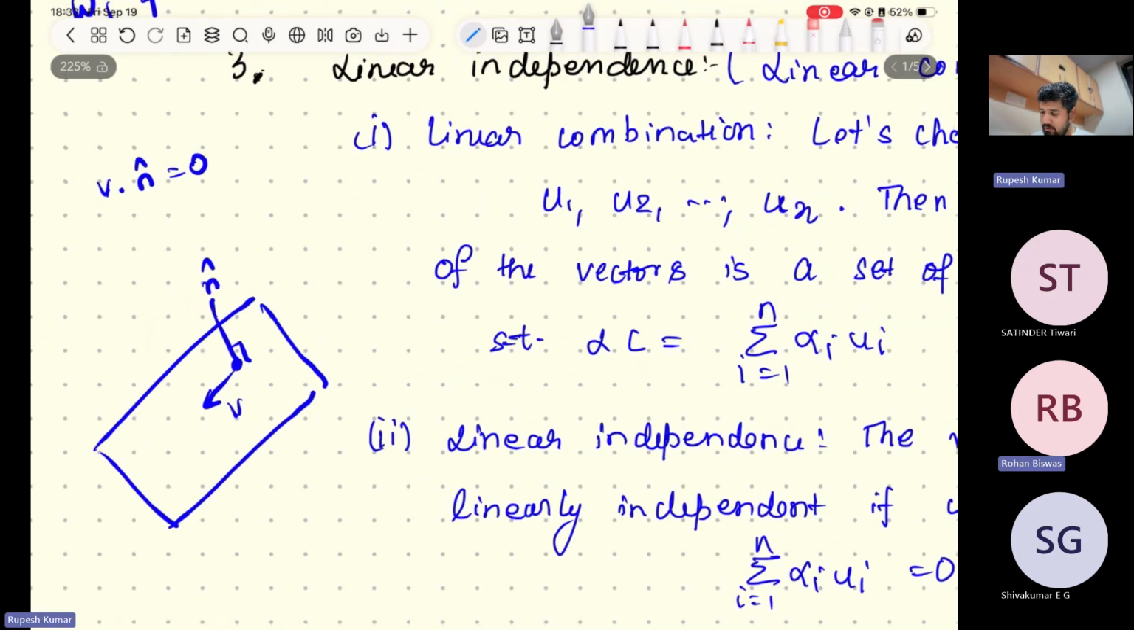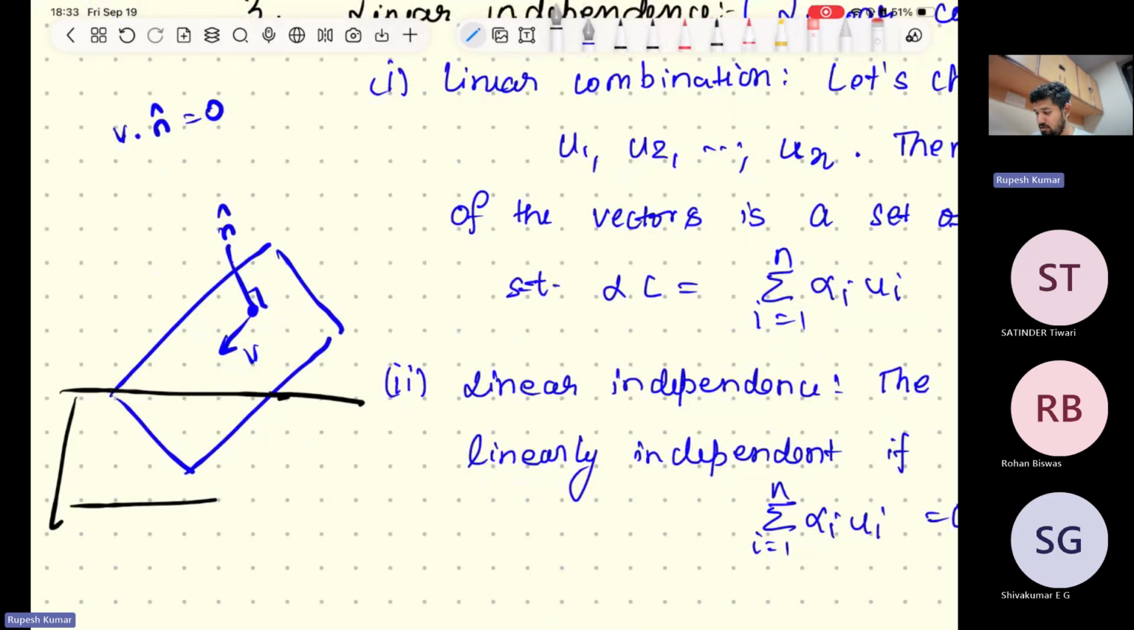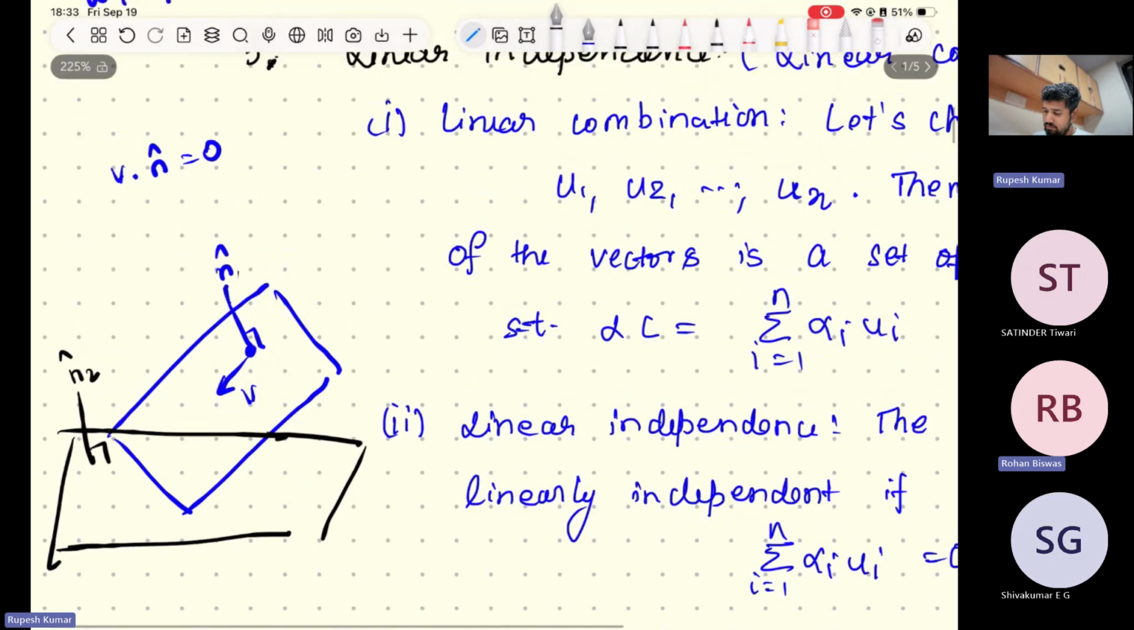Yes. Now let me choose another plane, the black plane here that cuts like this. It has its own normal. This was n1, the earlier one, and this is n2. Yes, sir.